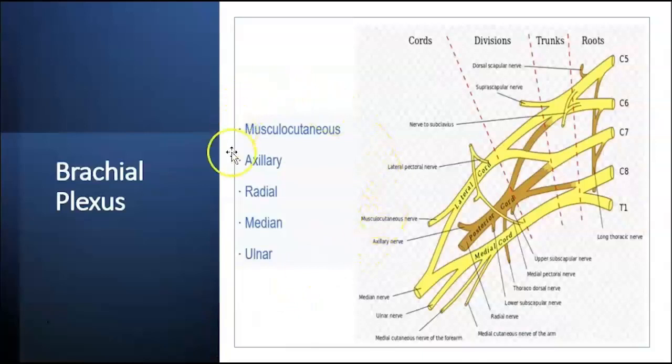The brachial plexus is going to have branches as well. You have musculocutaneous, axillary, radial, median, and ulnar. Very important nerves. These ones are the nerves that are going to help you move and feel with your arms. Remember again, I said that thoracic nerves, they are just considered thoracic nerves.